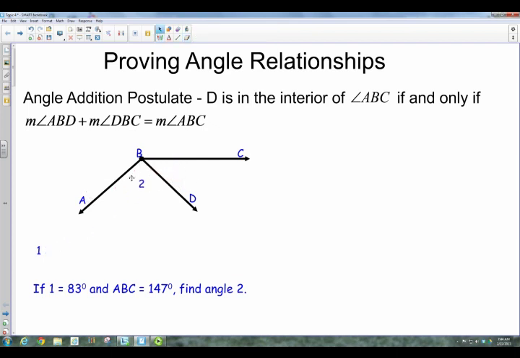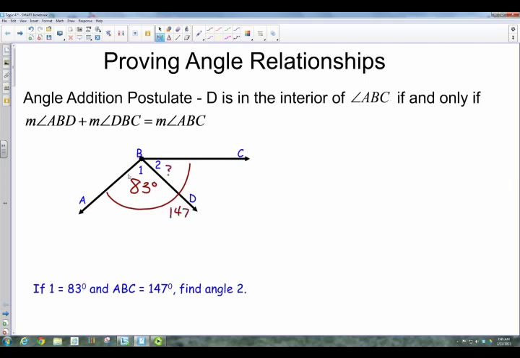And for a little example of what this might look like, we got something like this. So if I've got these two angles, down at the bottom here it says if angle 1 is 83 degrees and ABC is 147, find angle 2. Well, that basically says that this is 83. All the way around is 147. How can I find angle 2? Well, if I take the whole and I subtract the part, I should get that total part.